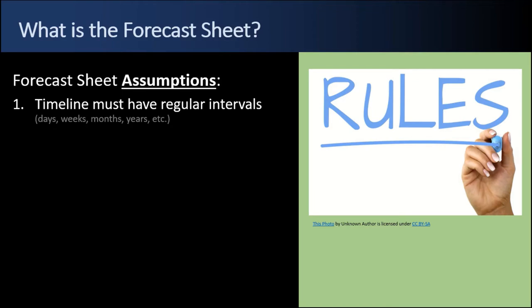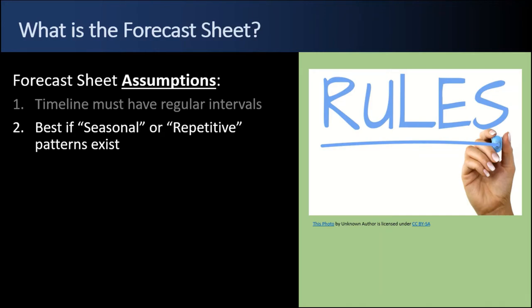So what are the assumptions behind using the forecast sheet? Well, the most important one is that the timeline column must have regular intervals, be it days, weeks, months, years, whatever. They have to be uniform and consistent. The prediction model is based on that. You can't have one row to the next be a month here, a quarter there, a year there. That'll mess up the forecasting model. So the timelines have to be regular intervals.